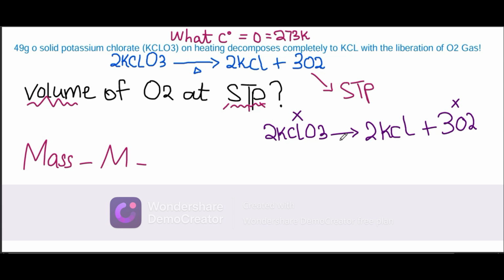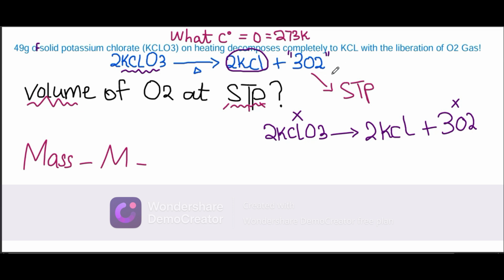Now, consider this as our equation, which asks: 49 gram of solid potassium chlorate, KClO3, on heating decomposes completely to KCl with the liberation of O2 gas. Meanwhile, at standard temperature and pressure, what is the quantity of O2, that is, oxygen? Now, how would we calculate that?